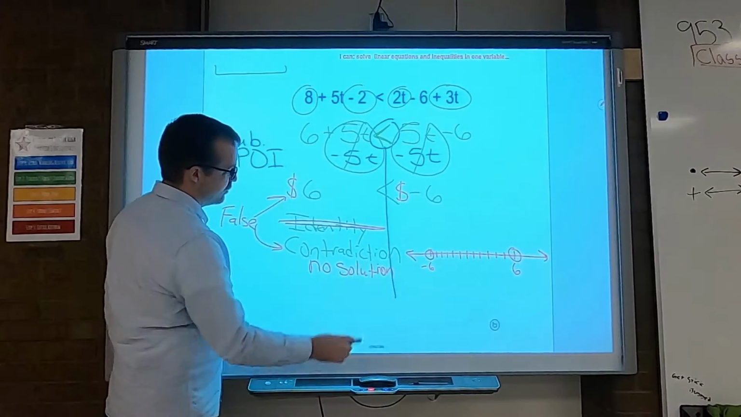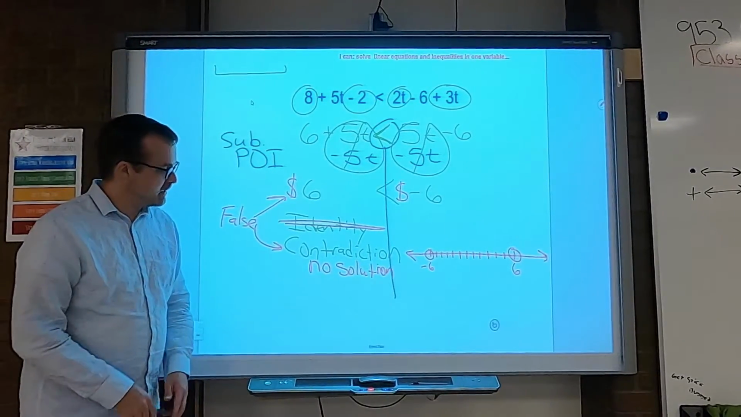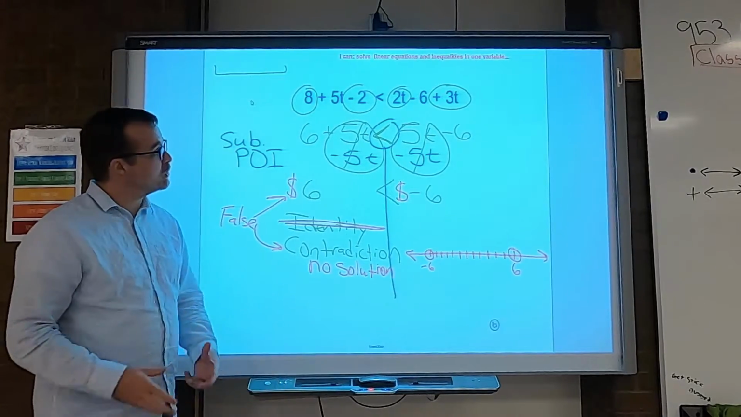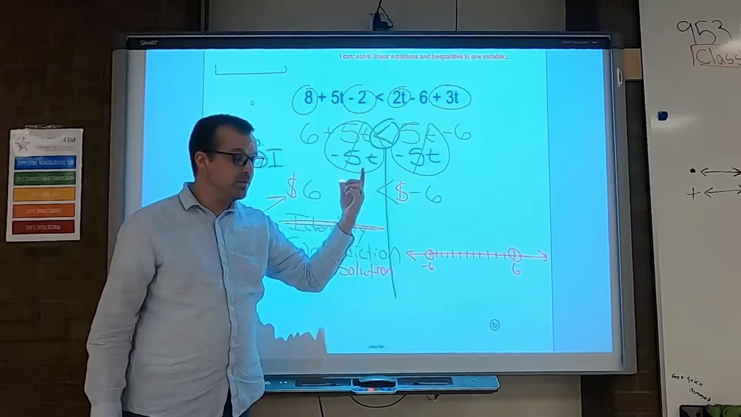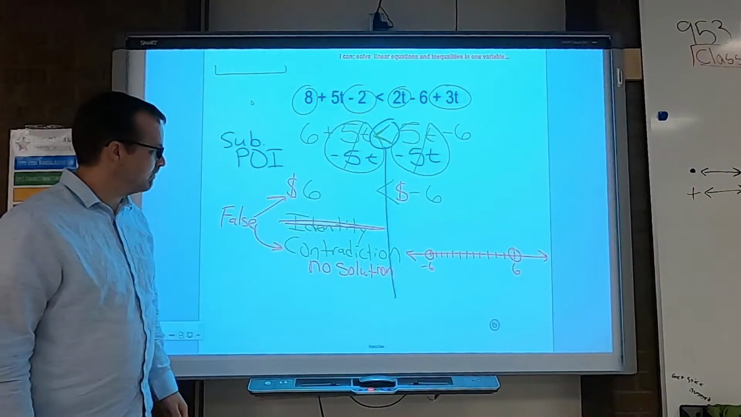Wow. Looks like Tron. So that's that problem right there. That means we have no solution. No matter what value we choose for t, this will never be true. Never, ever will it be true. Take a look at our next one.